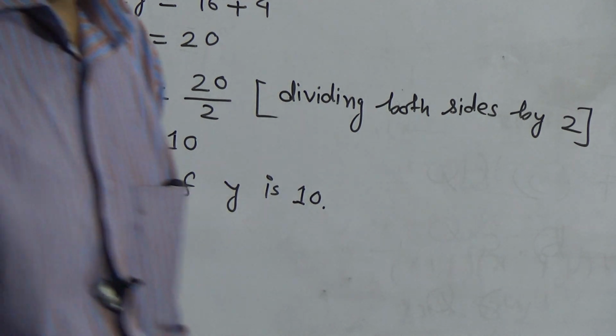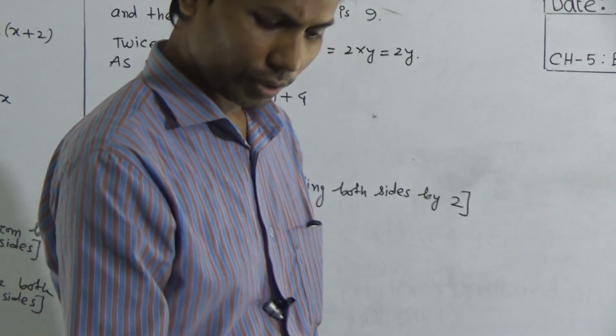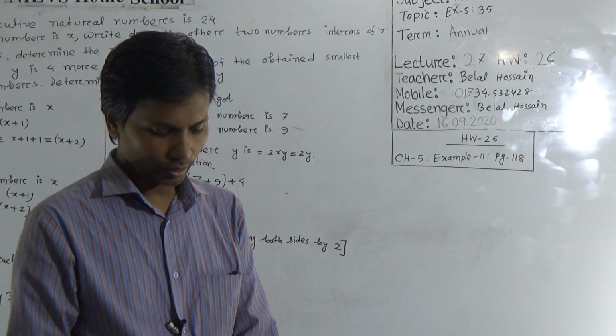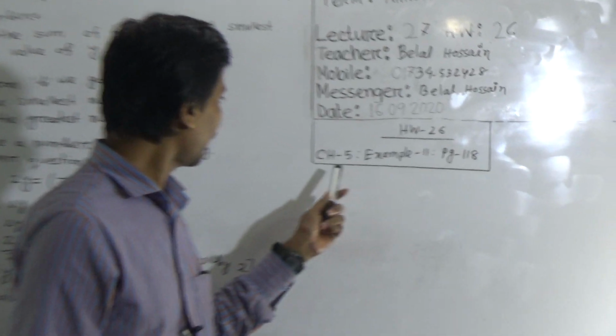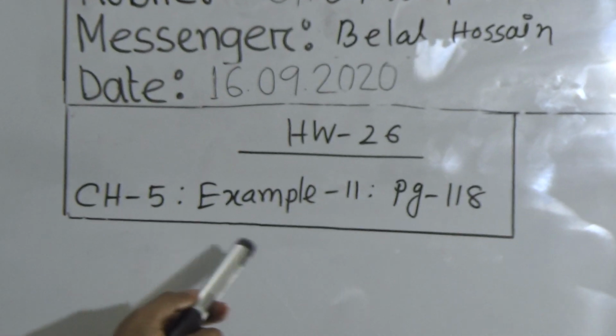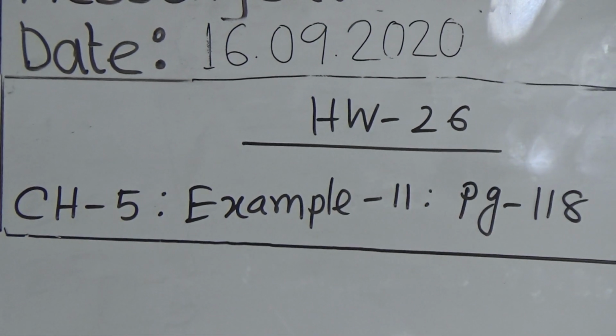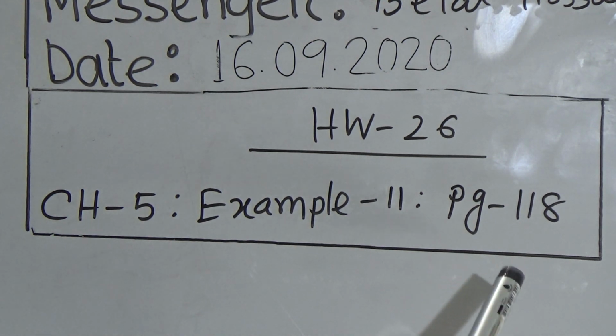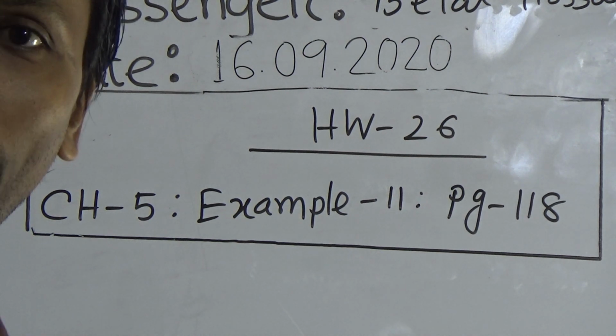Dear student, now I want to talk with you about our HW topic. Okay, look, HW 26, chapter 5, example 11, page 180. Dear student, in example 11 the solution has been given properly. Okay, you have to practice from that page, and the page number is 118. Okay, I think this is much easier than question number 35. Okay, and this is similar to A and B.